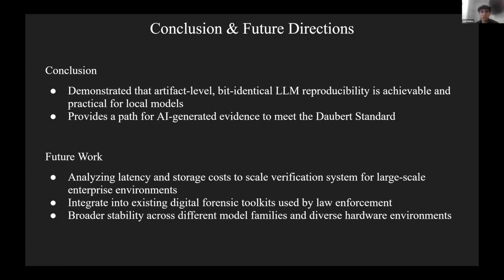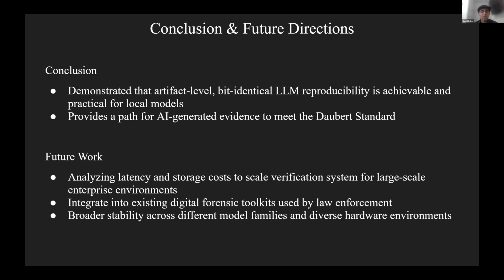Future conclusions and directions for the paper. This paper demonstrates that artifact-level bit-identical LLM reproducibility is achievable with limitations for local models. And it also provides a path for AI-generated evidence to meet the Daubert standard, which in the future could mean that AI evidence could be admissible in court.